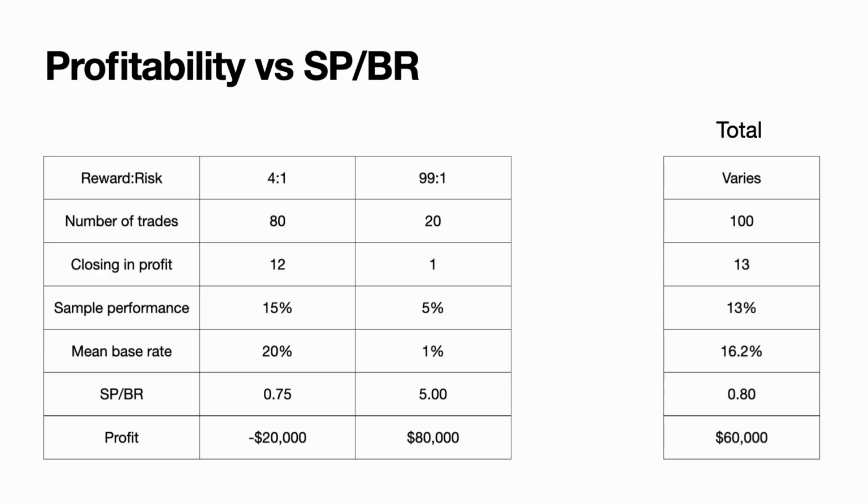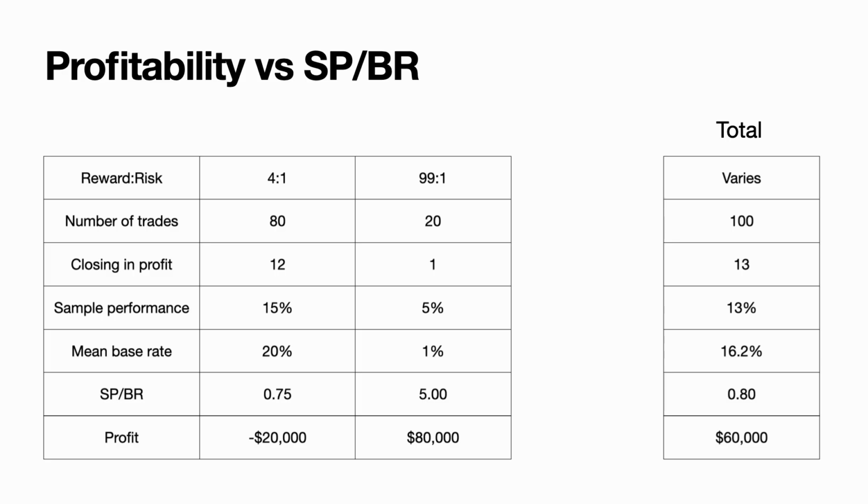I think many people would look at this performance and think that it's really good. But I think if you look at the sample performance, this 13% of trades closing in profit, compared to the mean base rate of 16.2%, it really highlights what the problem is with this group of trades. Now, of course, a sample size of 100 is very small, and one shouldn't come to definite conclusions from any of this. It's all about interpretation. But if we are only to look at the profit, we might think that this is early signs of very good trading. But the SPBR tells a different story, and it gives an indication that perhaps things are a bit shakier than they first appear.